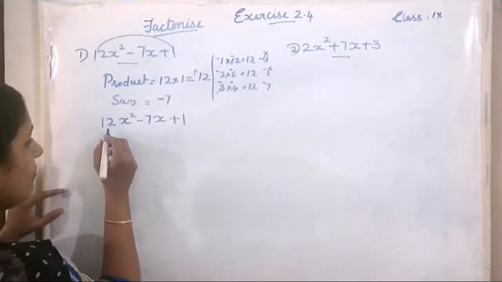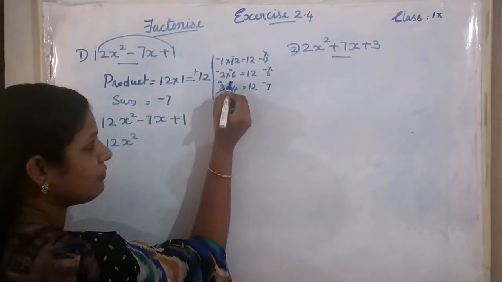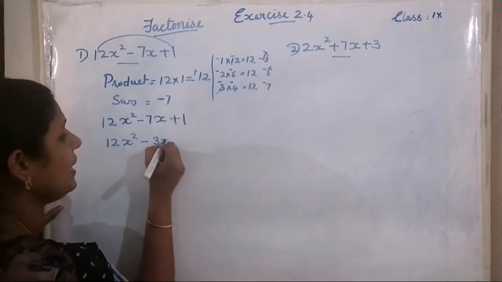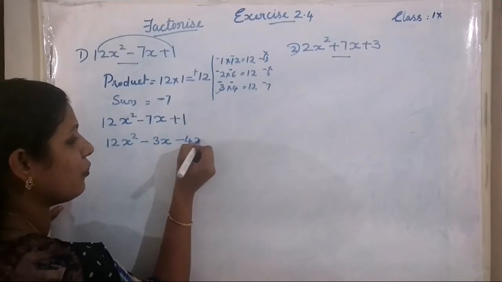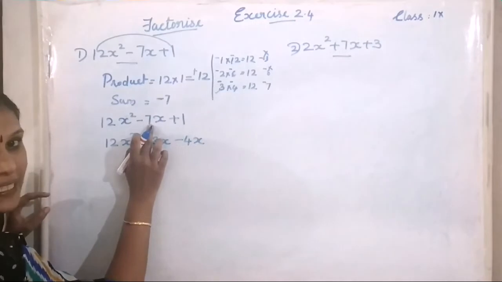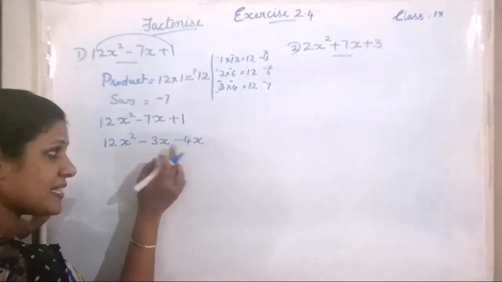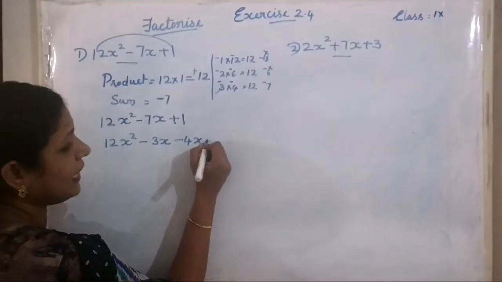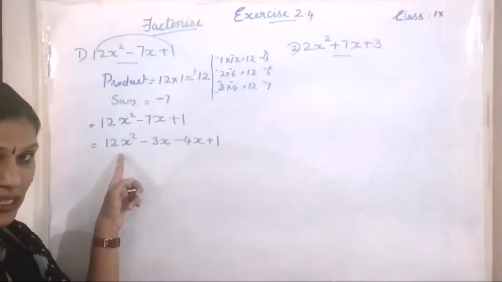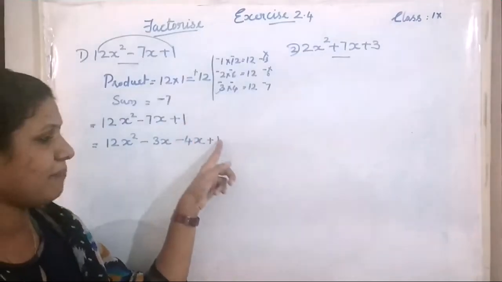Then next step, we write 12x square. Instead of this minus 7x, we write minus 3x minus 4x. That is minus 3x plus minus 4x is minus 7x. So instead of this minus 7x, we write minus 3x and minus 4x. Okay. Then next is plus 1. Understood, children? That is 12x square minus 3x minus 4x, which is minus 7x, and plus 1.